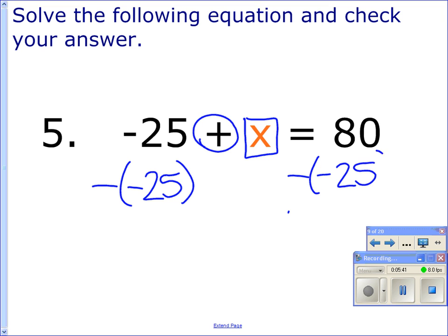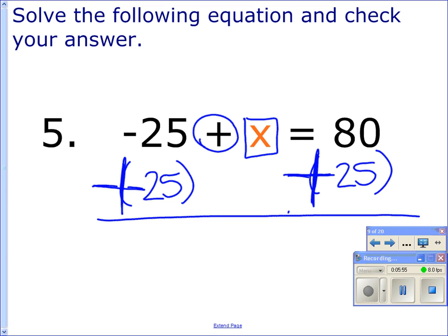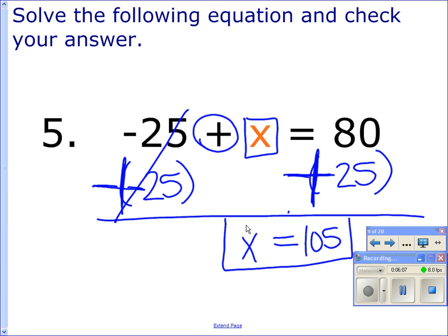Now we have to remember what happens when you see two negatives right by each other like this. It becomes a positive. Okay, so it becomes a plus. So you have negative 25 plus 25. Okay, again, those cancel out. So we have x equals 80 plus 25. 80 plus 25 is 105. Okay.